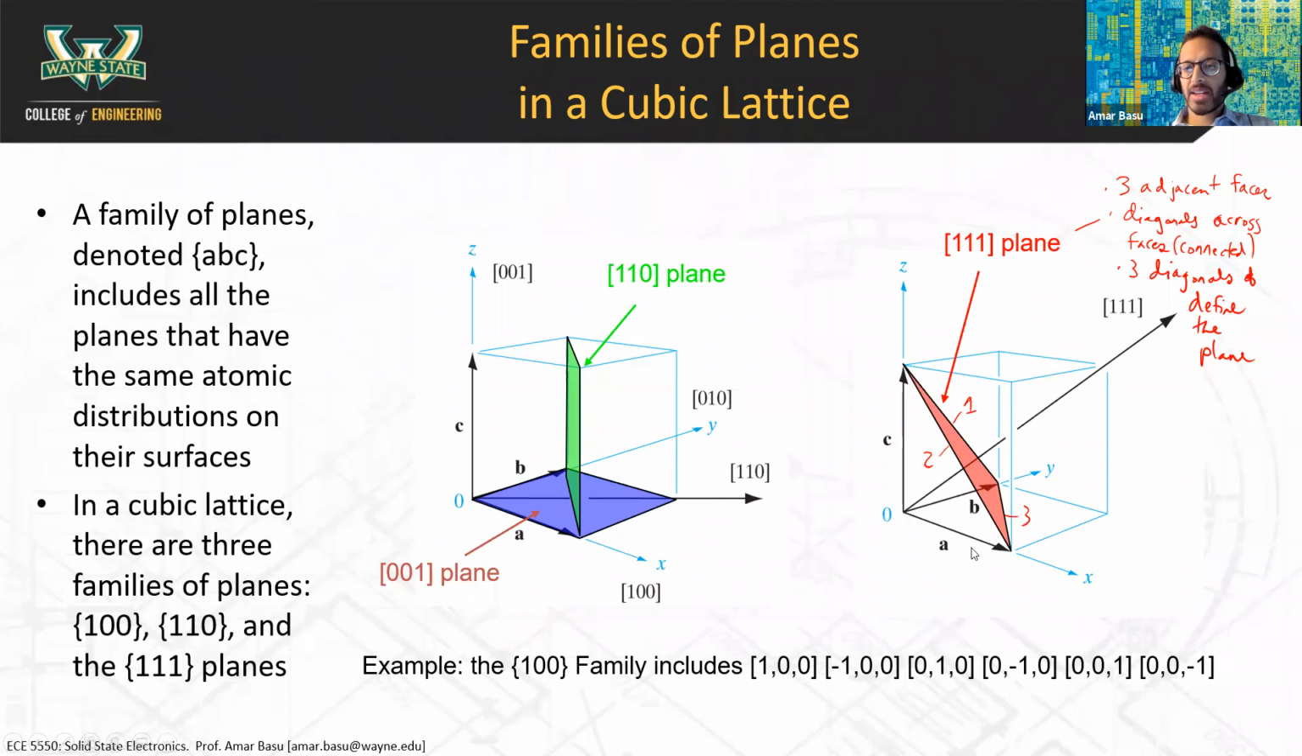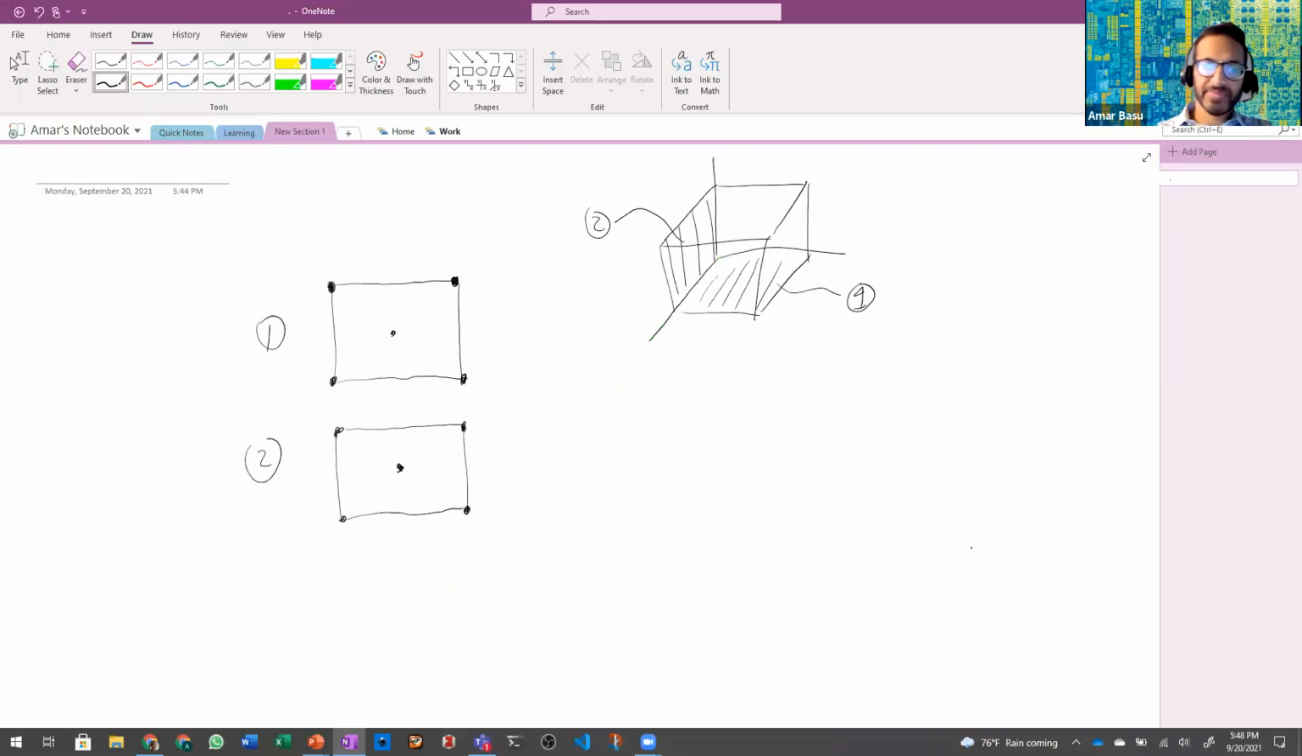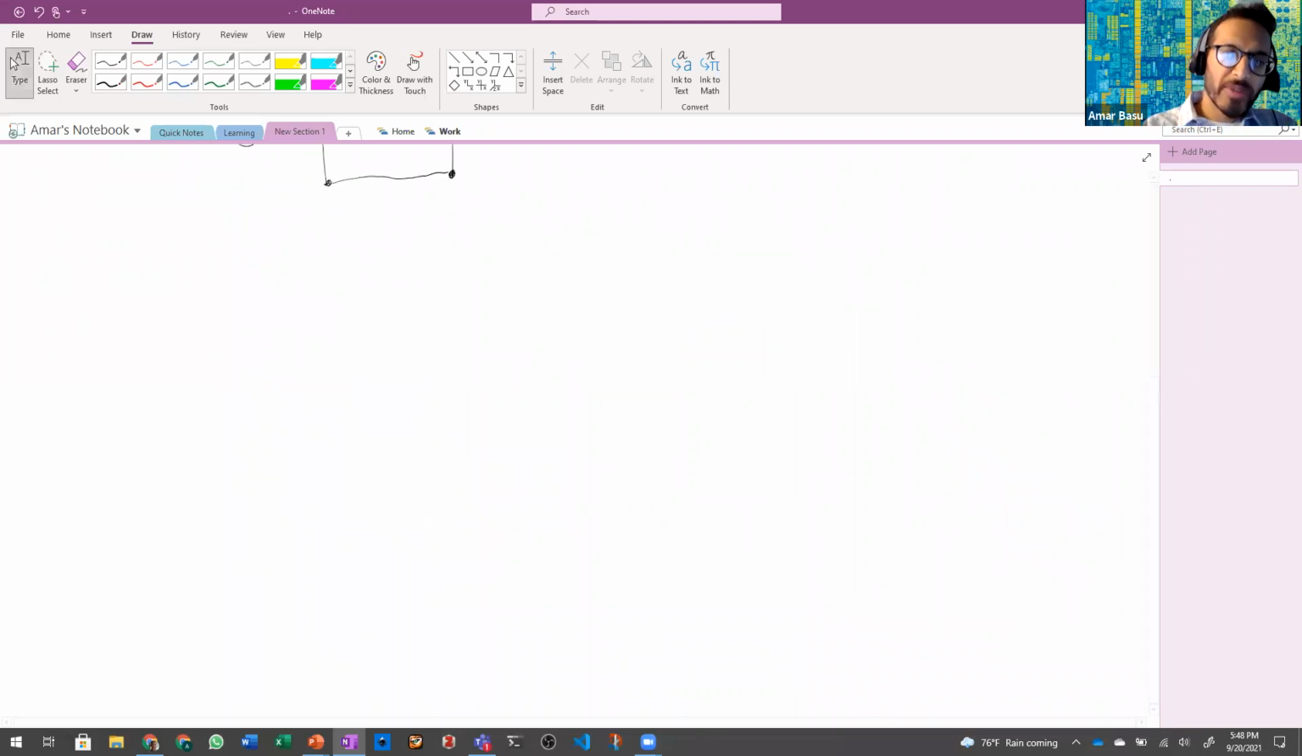One of your homework problems is to actually look at the atomic distribution on the 111 family of planes. I want you to think about that as a mind bender here. I'll just get you started on it. The 111 family of planes, the way that we're going to draw that is it's actually going to look like a triangle.